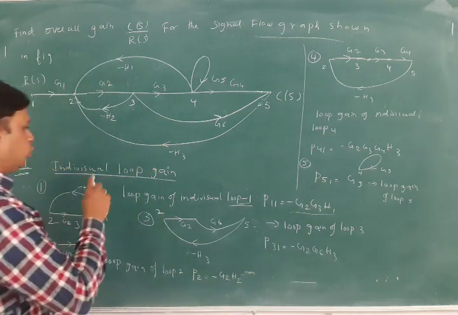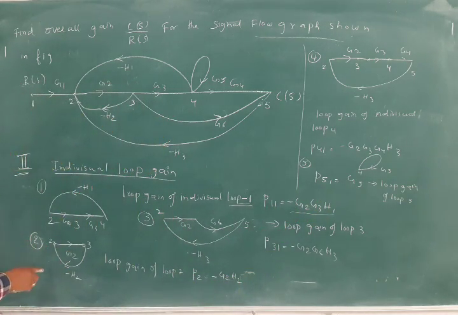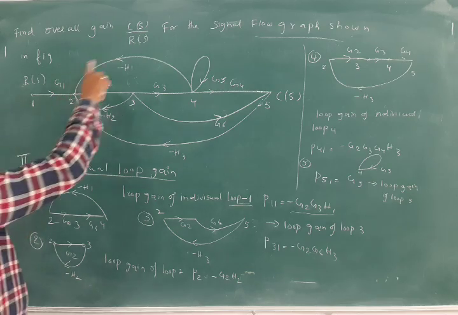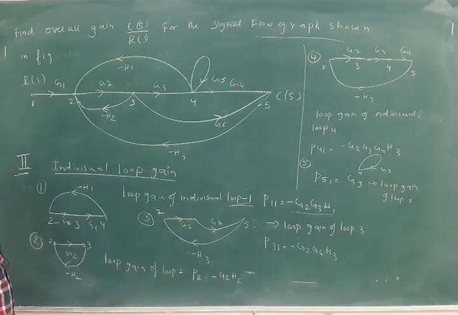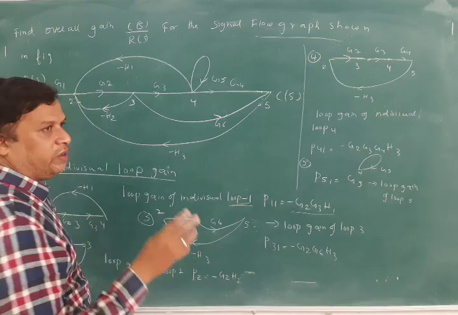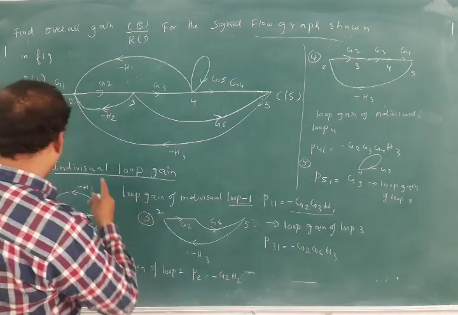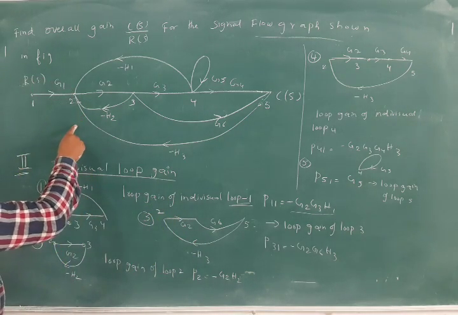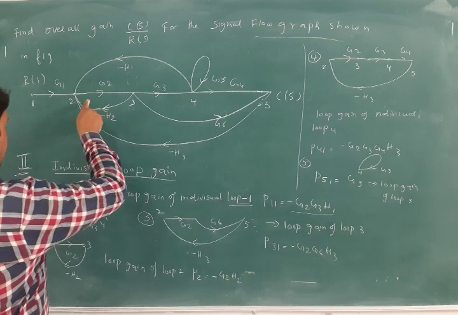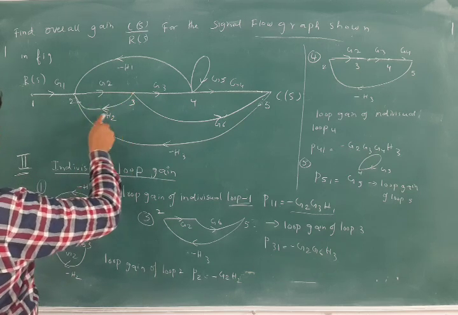Now we will go for loop 2. There are totally 5 individual loops in this particular signal flow graph. So we will go for the second loop now. Here in the second loop, we have 2, 3, and this is minus H2. This is also a loop.